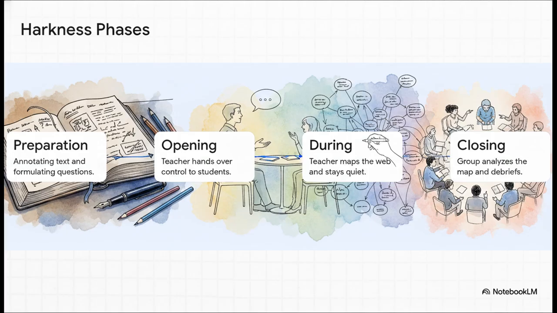Phase 2 is the opening. This is where you, the teacher, hand over the keys. You might just sit down and say, "So, where do you guys want to start?" Phase 3 is during the discussion. You map the web and you stay completely quiet. And finally, Phase 4 is closing and debriefing, where the group actually stops to analyze how they performed as a collective.